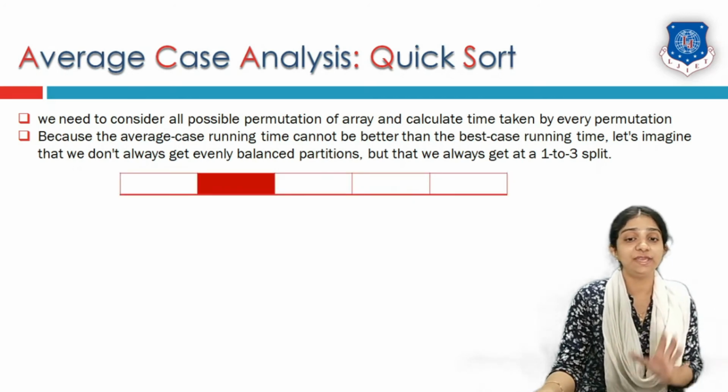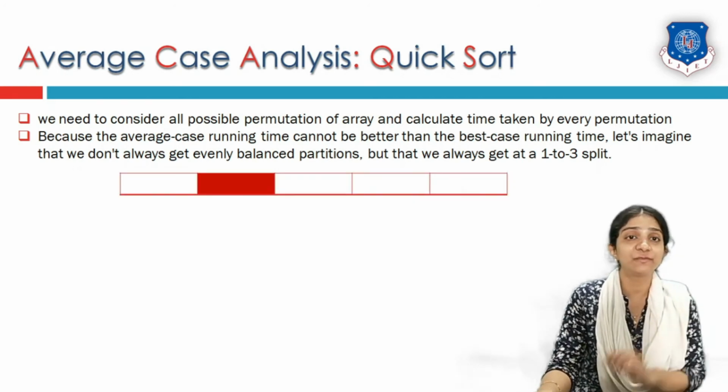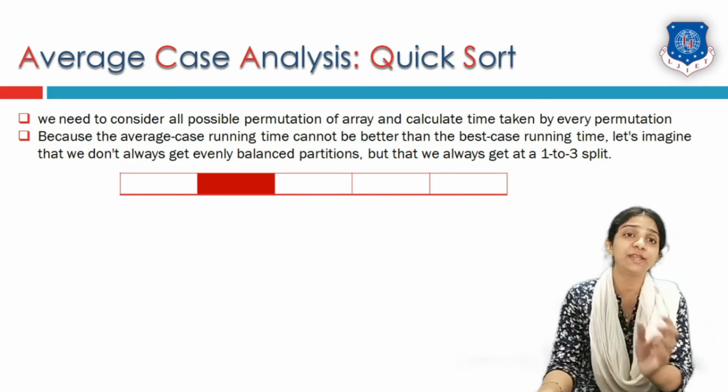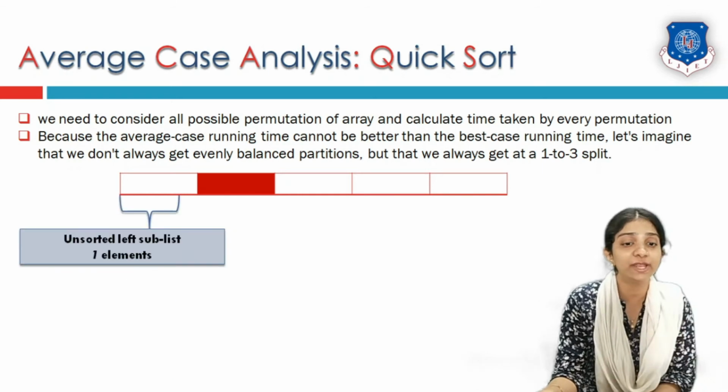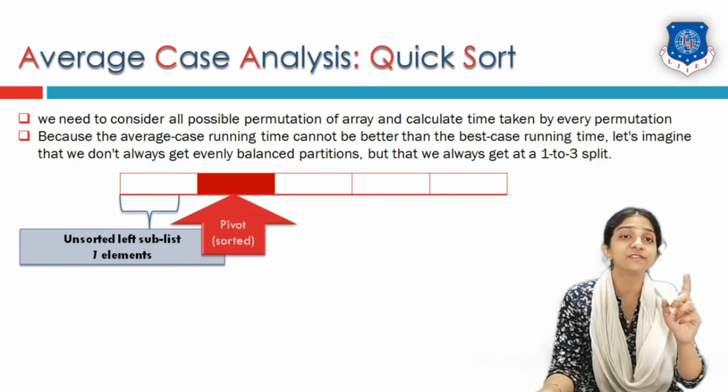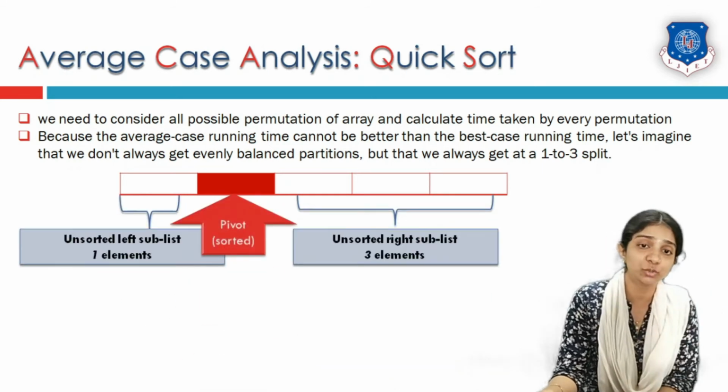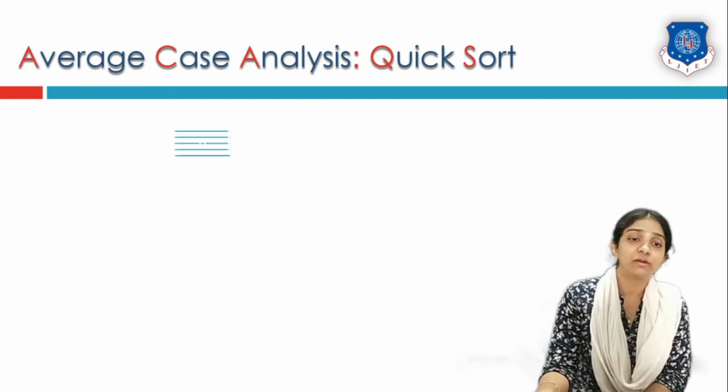So let us see, this is a 5 element list where the pivot is placed in such a way that towards the left there is only one element and towards the right there are 3 elements. So we say this is having a 1:3 ratio. Okay, now let us see.